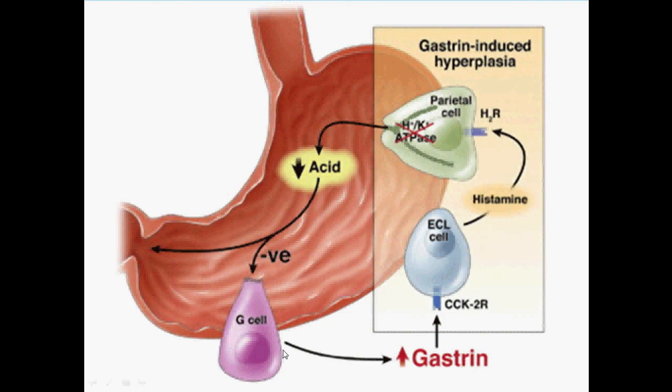So we have gastrin being released from the G cells here, binding to the receptor, and then histamine released from the ECL, and histamine binding the parietal cell, and hydrogen ions coming out into the stomach.